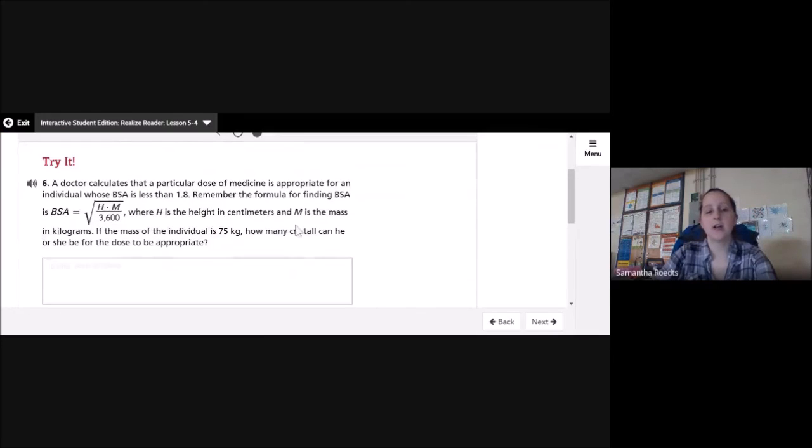All right, so let's try it. A doctor calculates that a particular dose of medicine is appropriate for an individual whose BSA is less than 1.8. Remember, the formula for finding BSA is BSA equals the square root of h times m over 3,600, where h is the height in centimeters and m is the mass. If the mass of the individual is 75 kilograms, how many centimeters tall can he or she be for the dose to be appropriate? So I need to substitute in the information that I have.